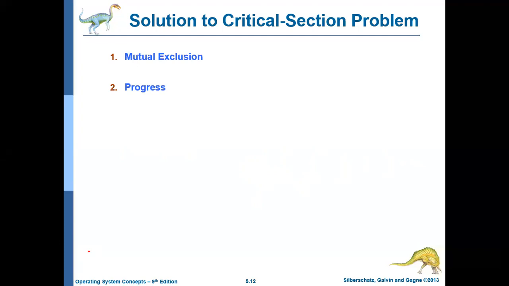Progress means, if currently no processes are in the critical section, and one process wants to enter the critical section, then the decision to decide whether the process should be allowed to enter the critical section or not should not be postponed indefinitely. That is called progress.